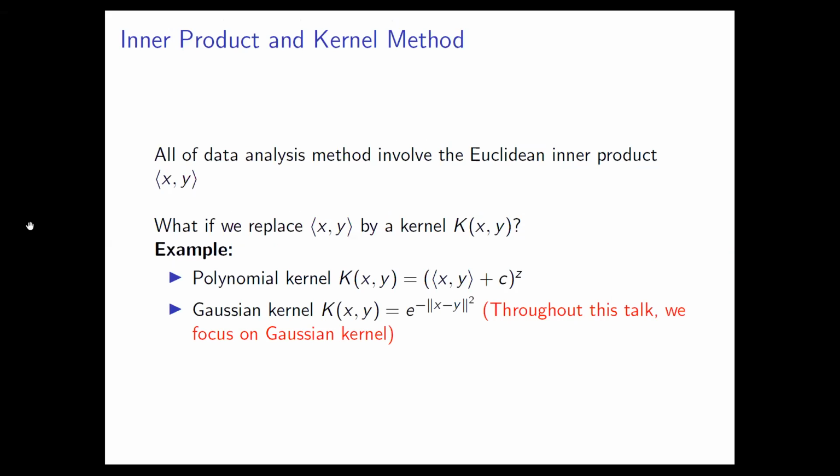So here are some examples. We have the polynomial kernel, which is defined as the inner product of x and y plus c, to the power c. Also, we have the Gaussian kernel, which is defined as the exponential of negative norm of x minus y, squared. And in this talk, we only focus on the Gaussian kernel.